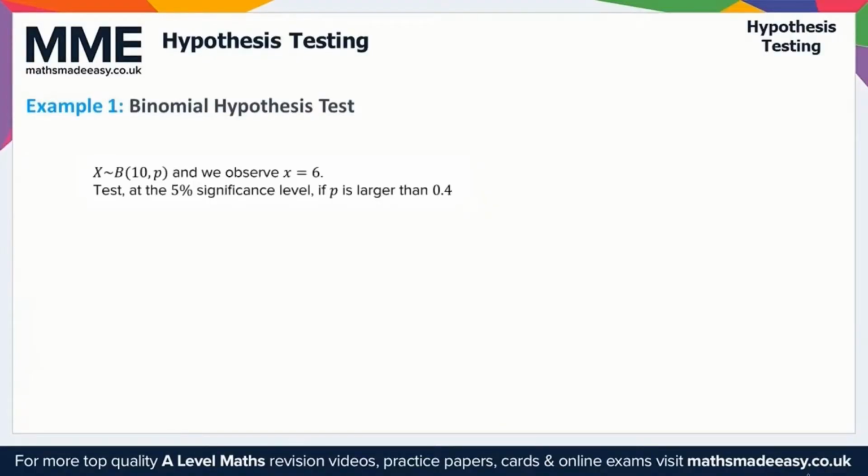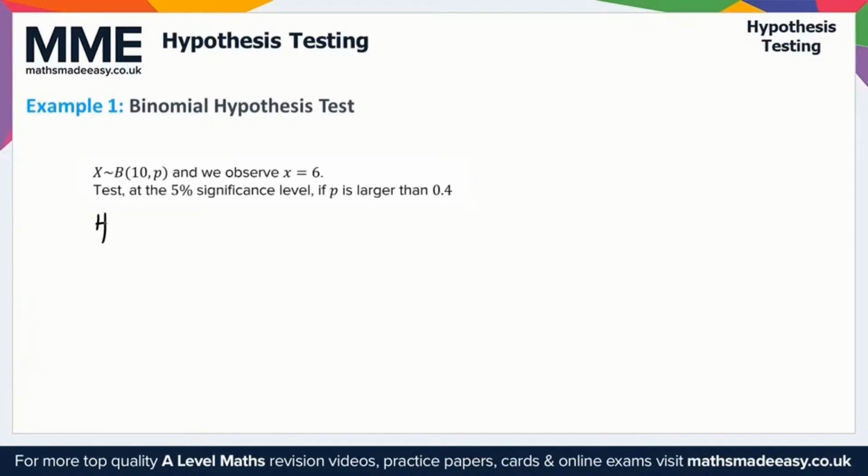Example 1 here on hypothesis testing is taking a look at the binomial hypothesis test. So we've been given our distribution and we observe x equals 6. We want to test at the 5% significance level if p is larger than 0.4. So as this is a hypothesis test, let's define our hypotheses.